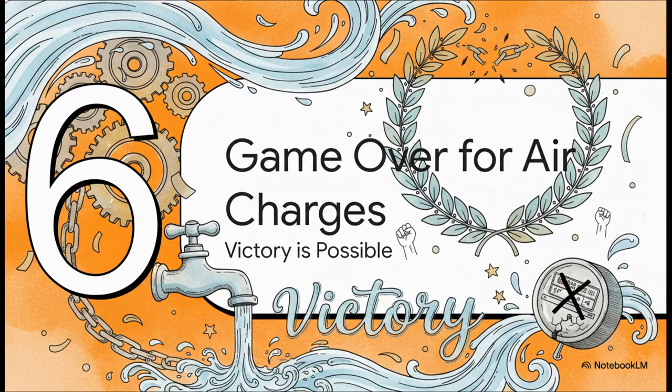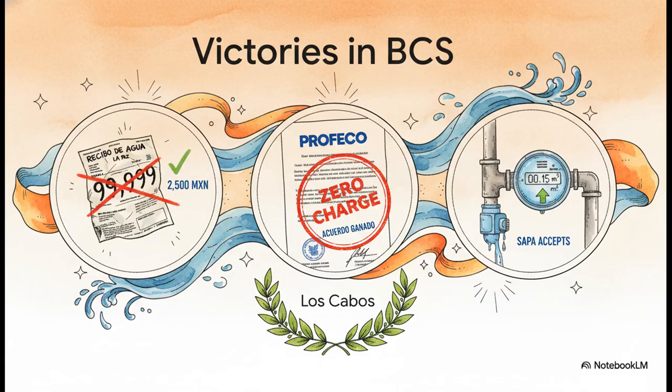So finally, what does winning actually look like? Well, this isn't some fantasy. People are already fighting this battle and winning. And the best part is this strategy actually works. We've seen it happen. Folks in La Paz have forced SAPA to recalculate their bills. In Los Cabos, people got together and Profeco helped them get zero-charge agreements for the worst days. These wins have set a huge precedent that you can now follow.